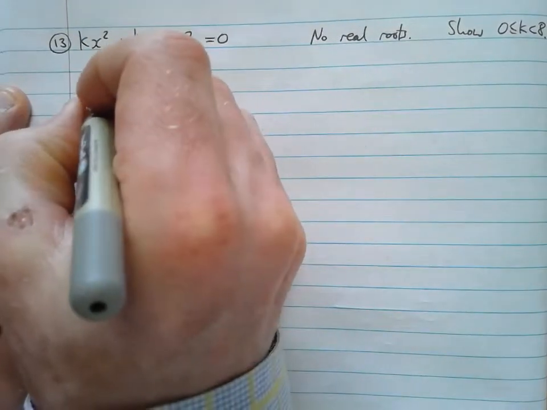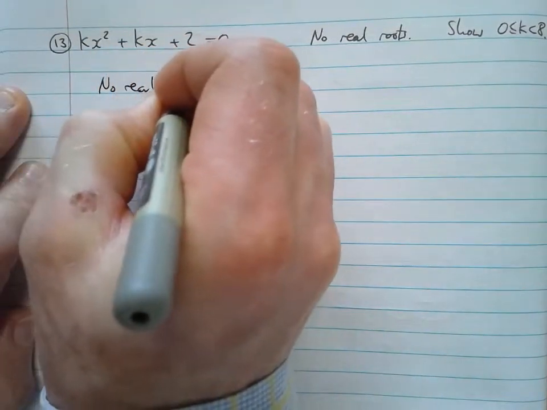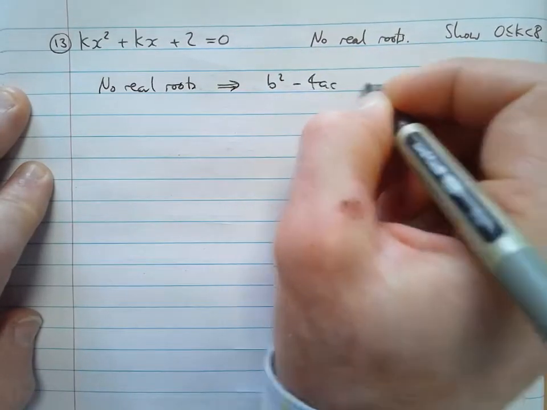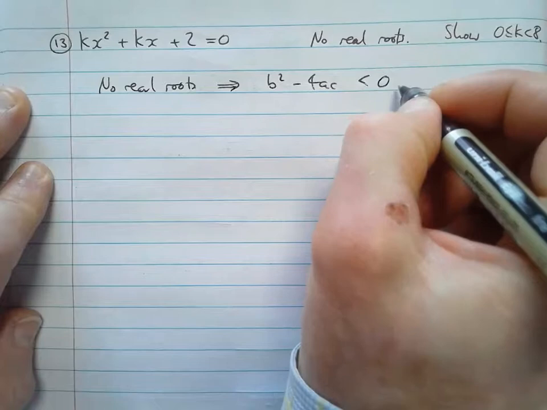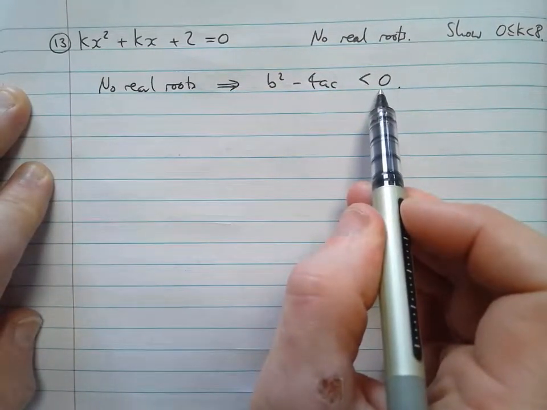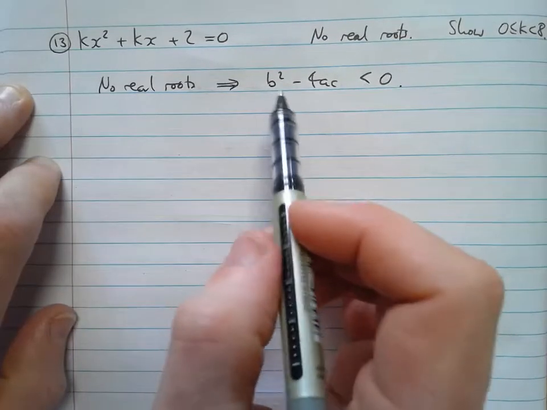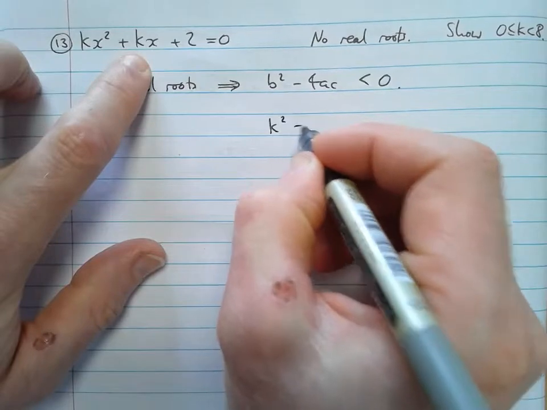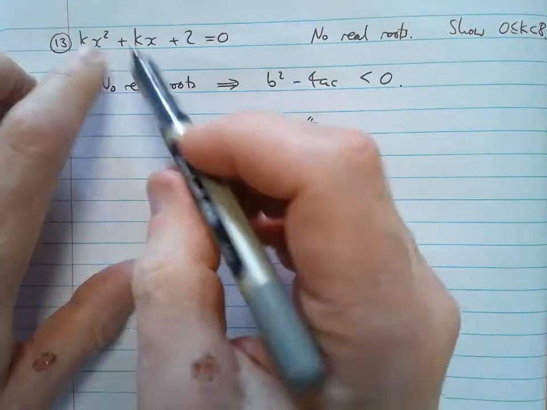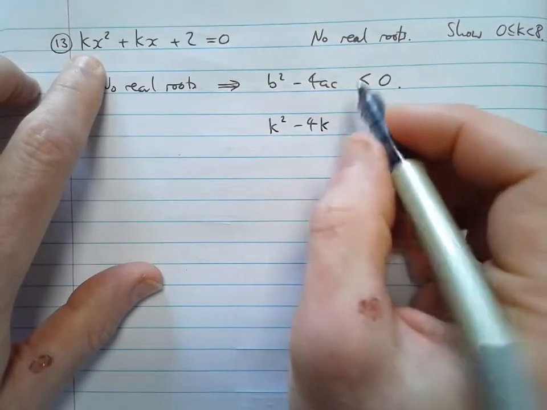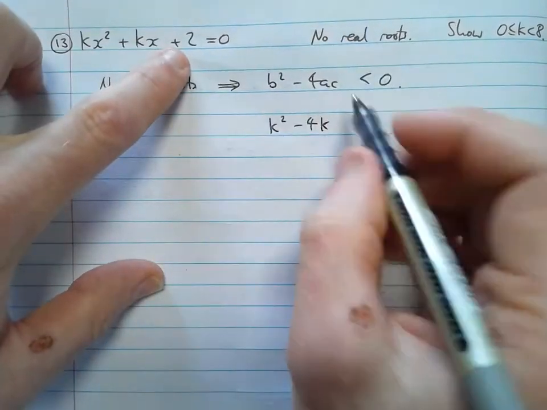What we know is that the discriminant b squared minus 4ac must be less than 0. So that's our starting point. b squared minus 4ac is less than 0. Now, in a quadratic equation, the b is the coefficient of x, so it's the k there. The a is the coefficient of the x squared, so that's that k there, so it's the same k, but it's a different position. And the c is the number at the end, so that's the 2.